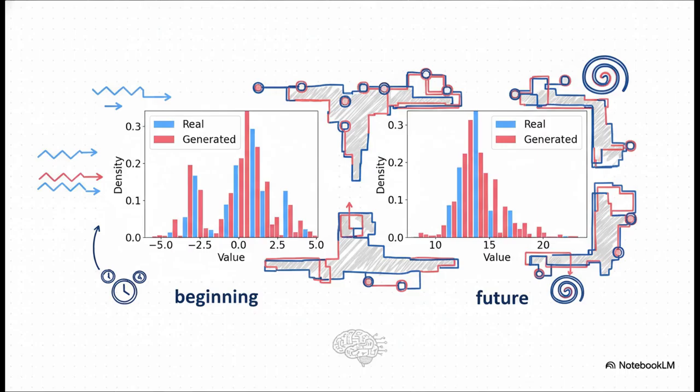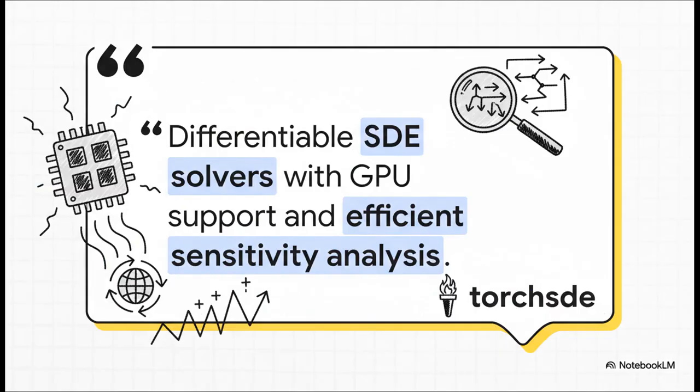And this right here is what proves the model isn't just memorizing or cheating. Look at the distributions on the left. This is near the beginning of the time series. The real data and the generated data are a near perfect match. Now look all the way to the right, far into the future. The match is still incredibly strong. This tells us the model has learned the true underlying rules of the system, which allows it to project forward with real confidence.